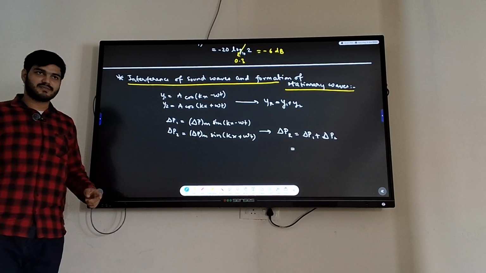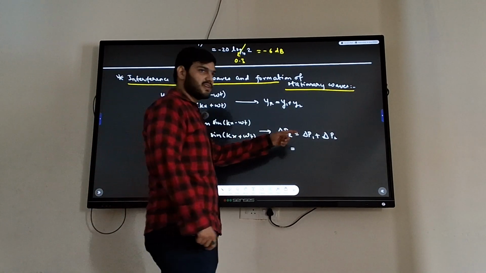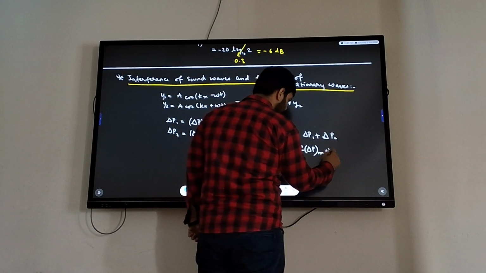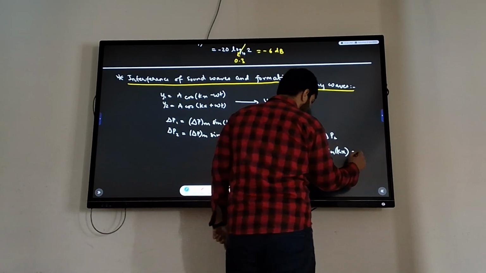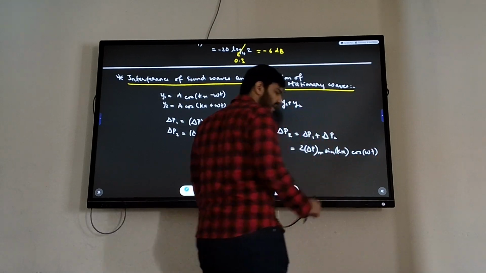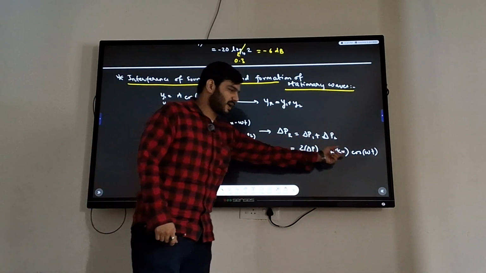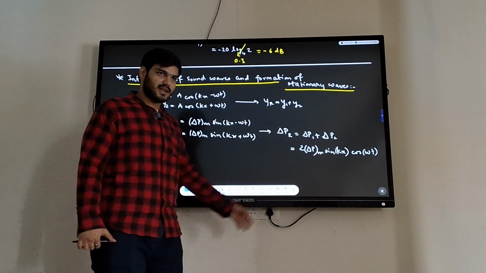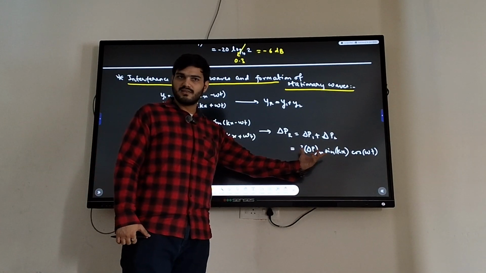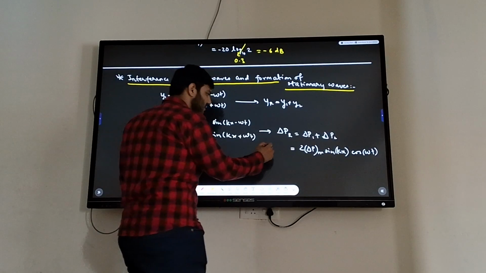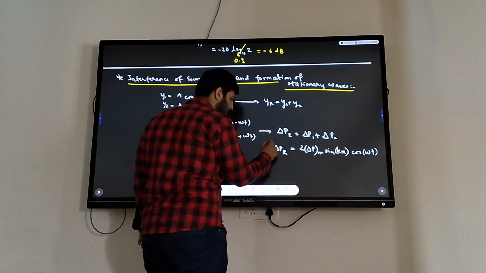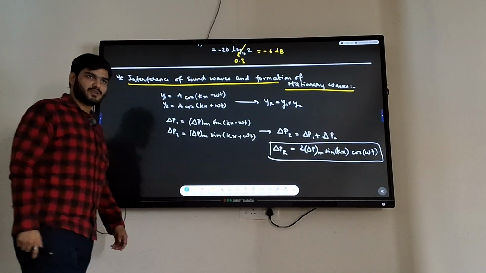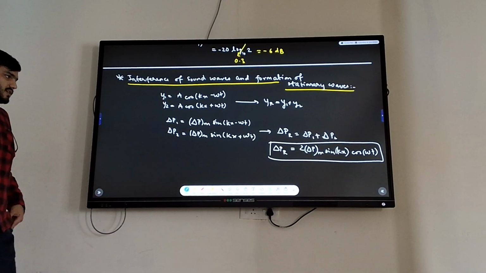It becomes twice, right? 2A, I say 2 this sine kx cos omega t. I do not have any function of kx minus omega t or kx plus omega t. I don't have any speed here. You remember this, right? This was the form. This is my final stationary wave. I'm not going over the algebra. You can do it if you want. Okay.